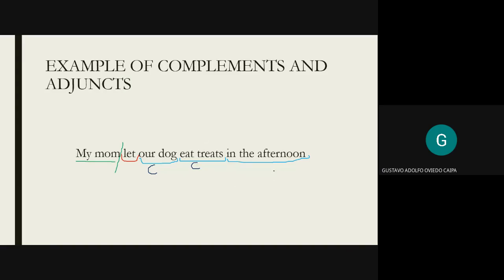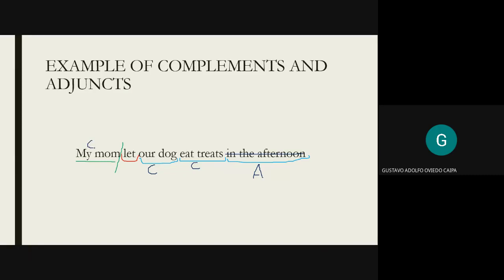What about "in the afternoon"? If I take away "in the afternoon," can I still have a grammatical sentence? "My mom let our dog eat treats." Do I still have a grammatical sentence? Okay, that's correct. Since I can take away this element very easily and still have a grammatical sentence, that means that this element right here is an adjunct.